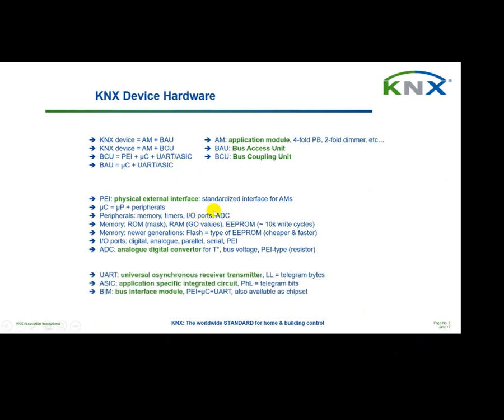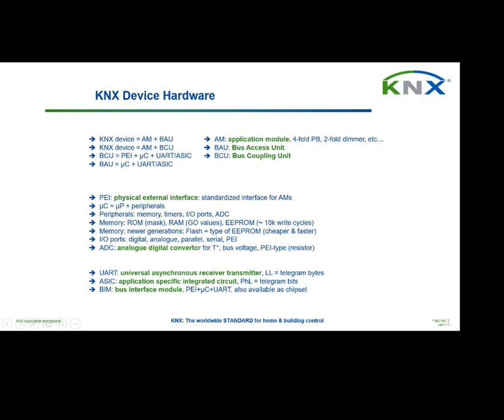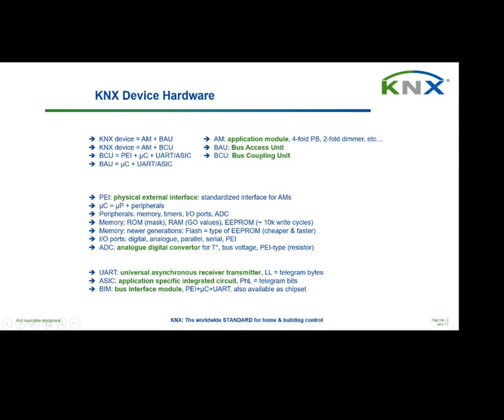UART. So what is a UART? A UART is actually a universal asynchronous receiver transmitter. An ASIC is an application specific integrated circuit, and they respectively represent the data link layer and the physical layer of the KNX communication stack.